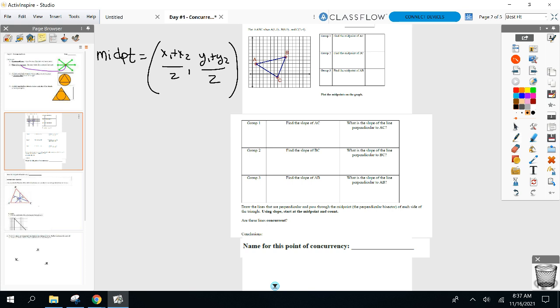I'm going to make this easy, and I want this to go quick. Here we go. This row right here, you guys are going to be group 1. Find the midpoint of AC. You guys are group 2. Find the midpoint of BC. You guys are group 3. Find the midpoint of AB. All right, so go ahead and find your respective side's midpoint.